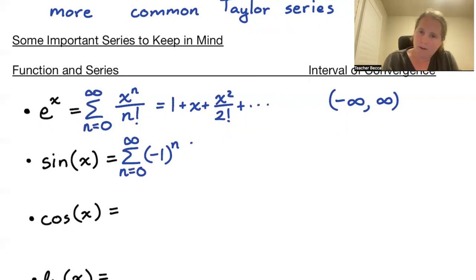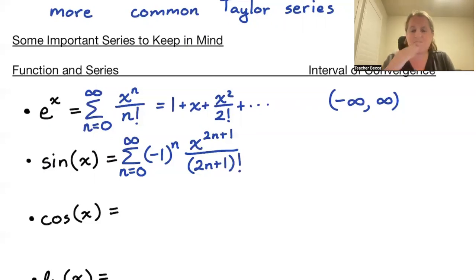But then we only have x to the 2n plus 1 over 2n plus 1 factorial. So this is saying, well, sine of 0 is 0. And so anytime you're on a derivative that is just a sine variation, we're going to get 0. So the even derivatives are all 0. This again converges on negative infinity to infinity.